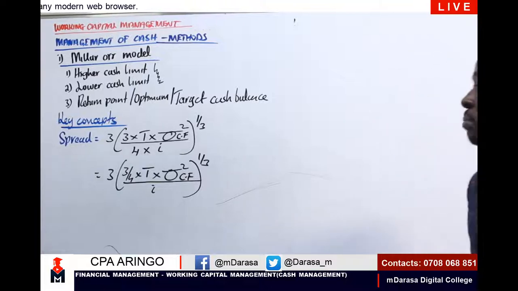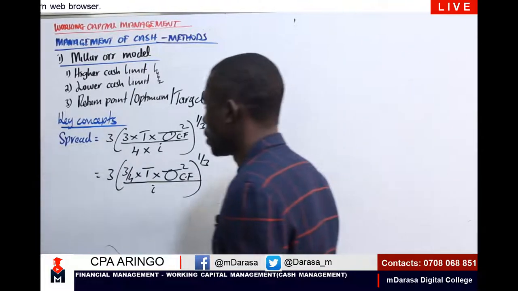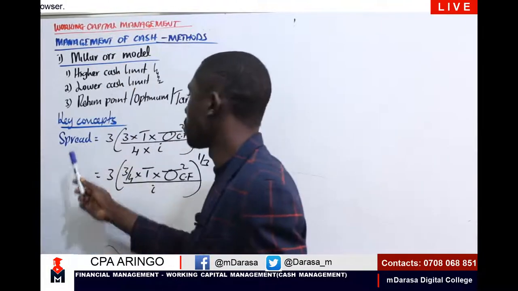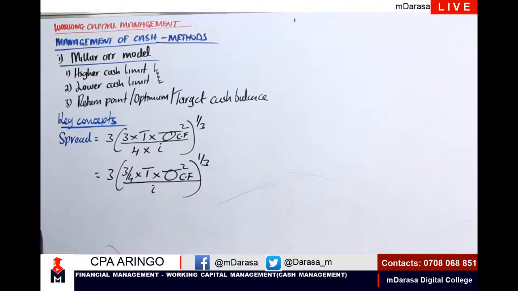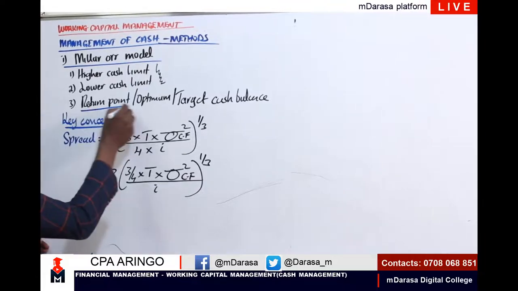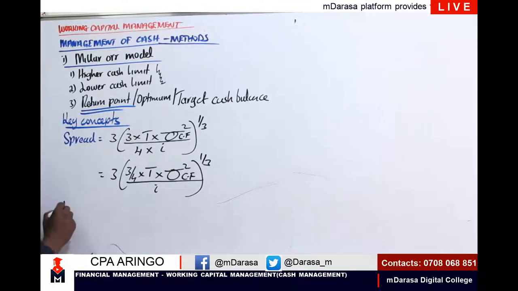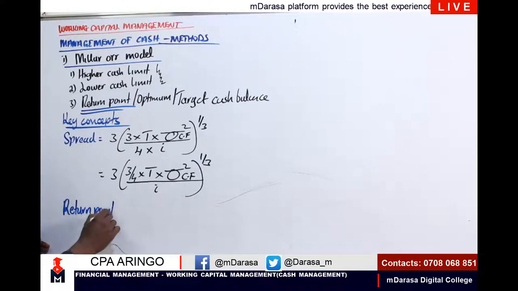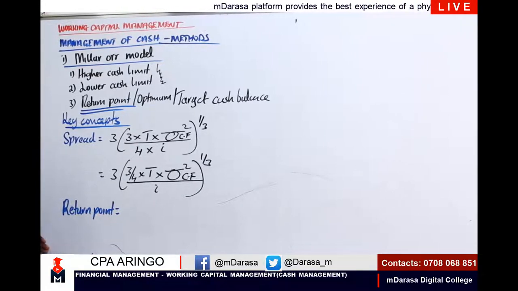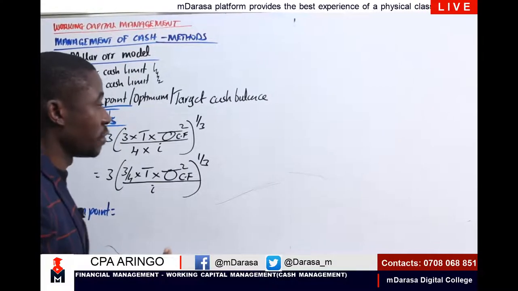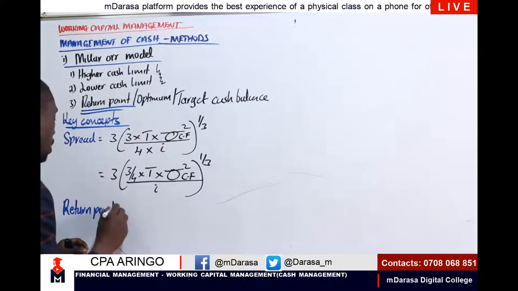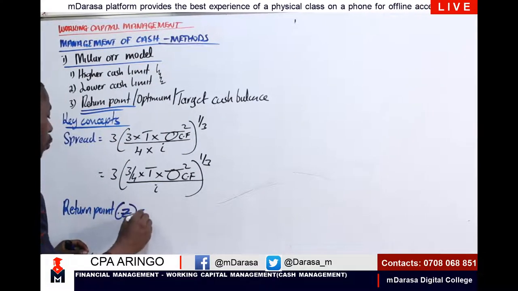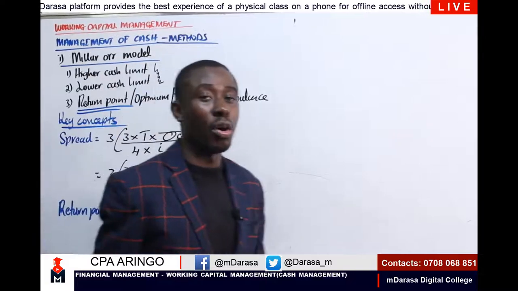Now, because spread is always a very key element, so long as I have the spread, we can determine what we're referring to here as the return point. Now our optimum. So in the event that I'm required to determine our return point, my good students, what must we always have in mind? Return point, which is represented by Z, will be expressed as a third of spread.